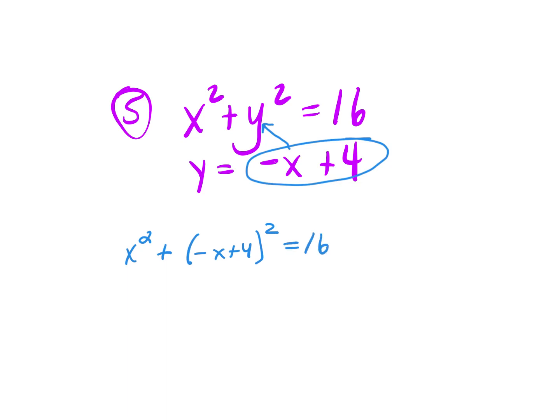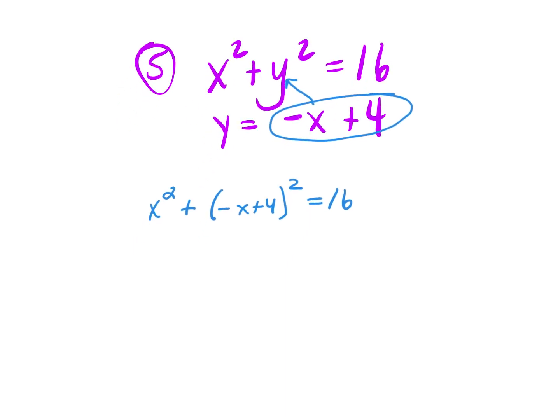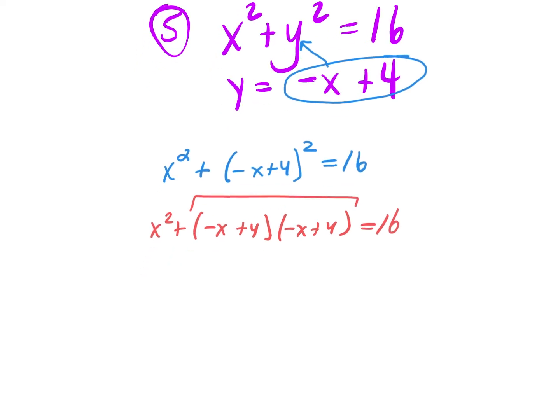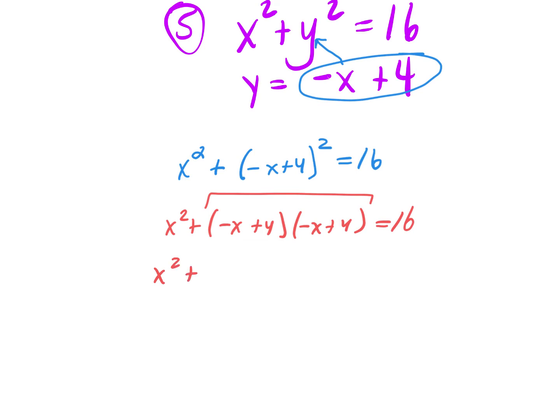What does this mean? Negative x plus 4 quantity squared. Perfect. Negative x plus 4 times negative x plus 4. We have to FOIL that out first before we can do anything. So keep that x squared out in front. What's a negative x times a negative x? Positive x squared, right? What's negative x times negative 4? Positive 4. Negative 4x. What's a positive 4 and a negative x? Negative 4x. And what's 4 times 4? Equals 16.